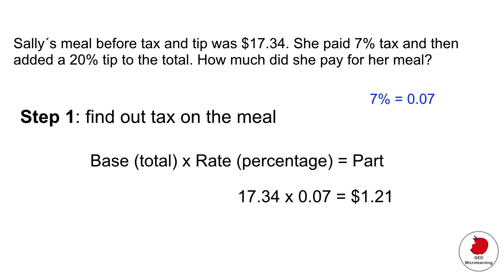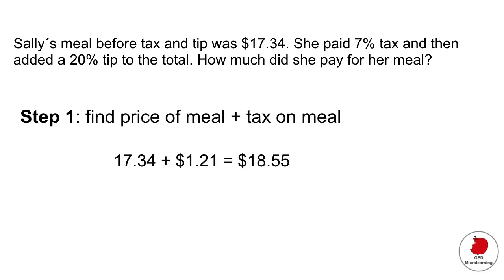So we're going to take that 7%, and first thing we're going to do is change it to a decimal format. So 7% is 0.07. And then you're going to use this formula that tells you that, when you multiply the total, which in this case was $17.34, times the percent or the rate, 0.07, that gives you the part, or specifically the tax for the meal. Okay, so that was $1.21.